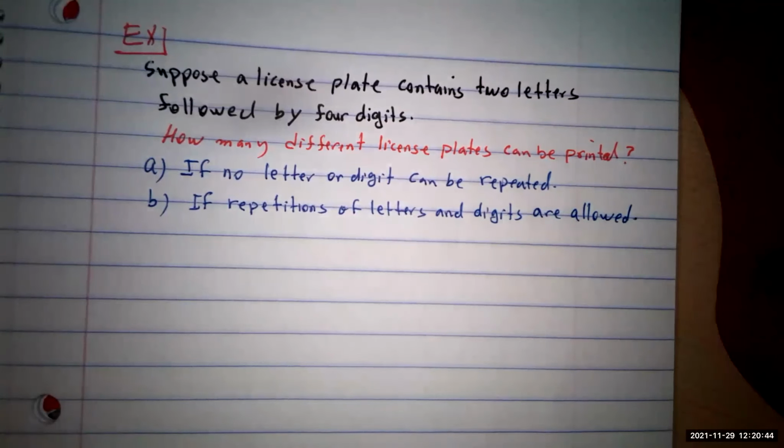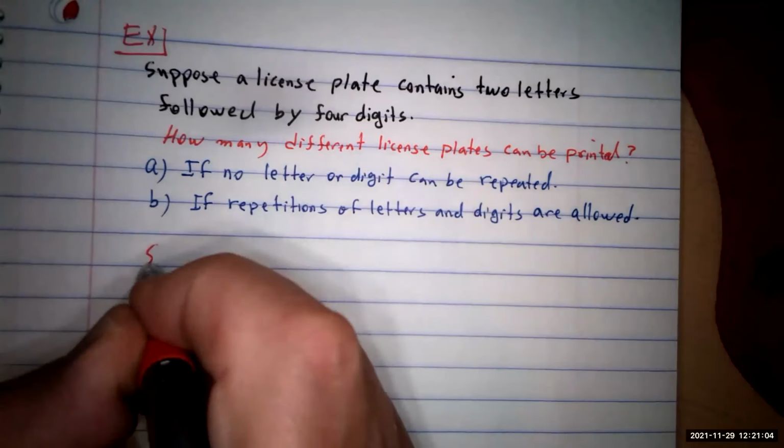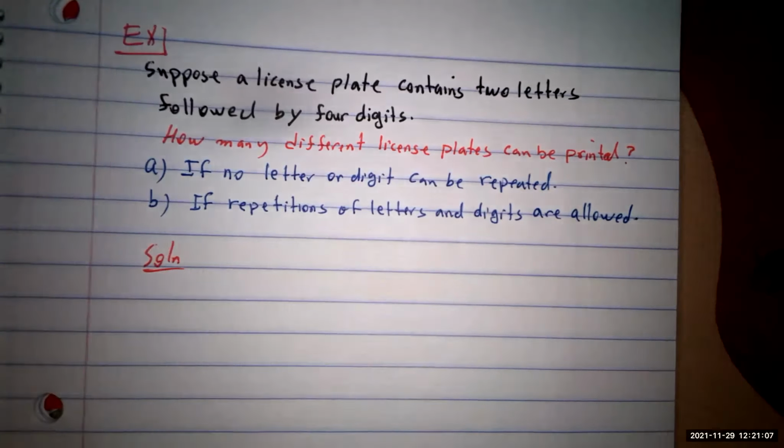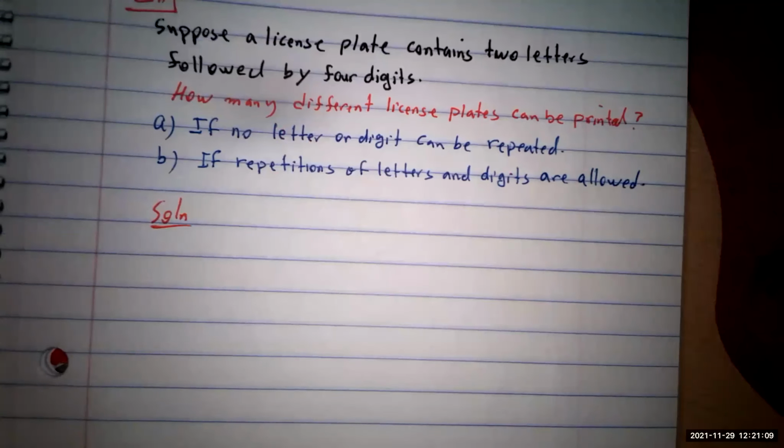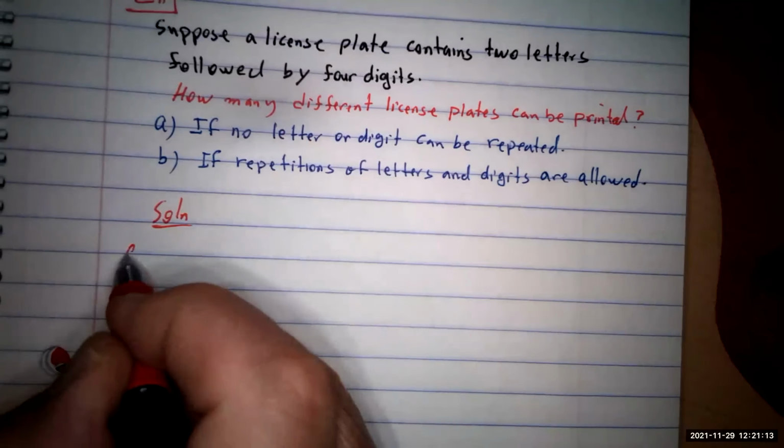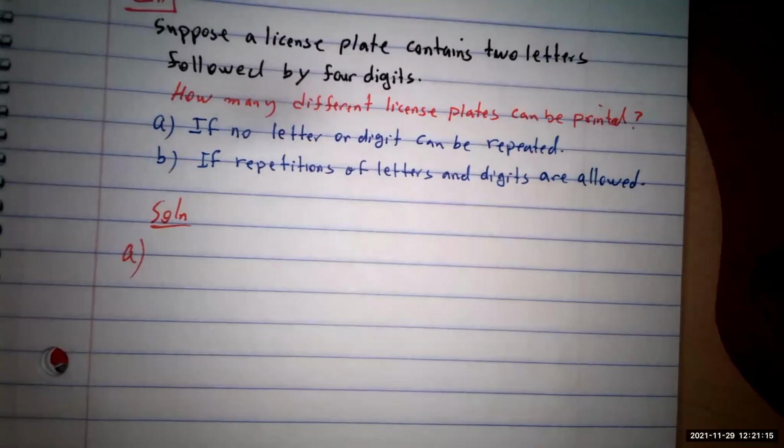Okay, so again, this is an action that you divide into different steps because you have to pick 2 letters and the 4 digits. So there are various possibilities for this action, so we can do it using the multiplication rule. Are you ready? Solution. Let's do case 1. Case 1, no repetition is allowed.